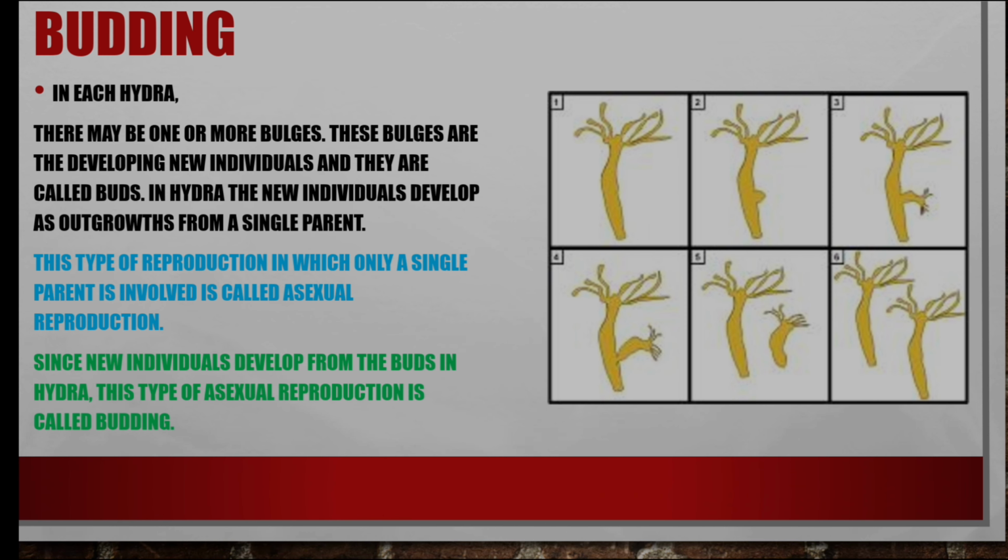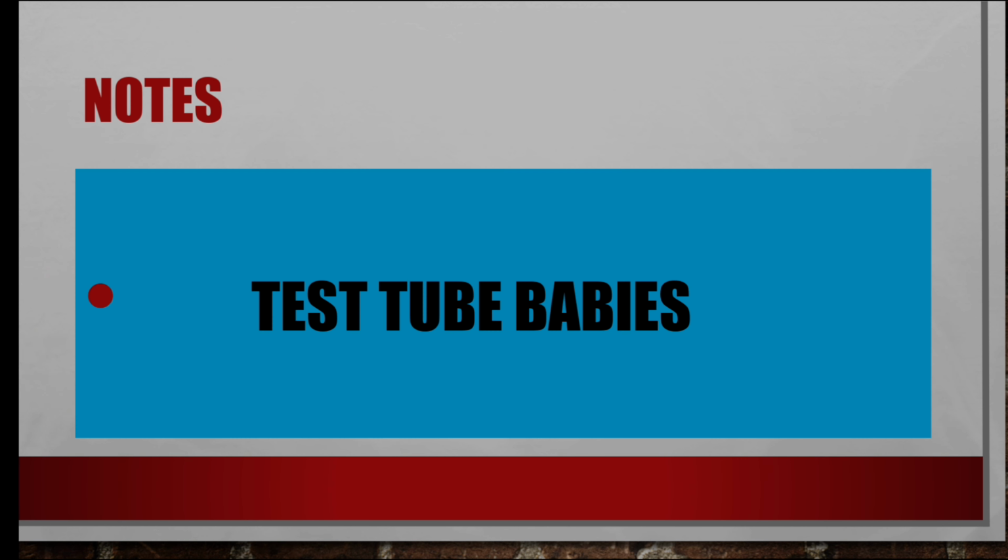budding. In each hydra, there may be one or more bulges. These bulges are the developing new individuals and they are called buds. You see here, this is called a bud. In each hydra, the new individuals develop as outgrowths from a single parent. This type of reproduction in which only a single parent is involved is called asexual reproduction. Since new individuals develop from the buds in hydra, this type of asexual reproduction is called budding.